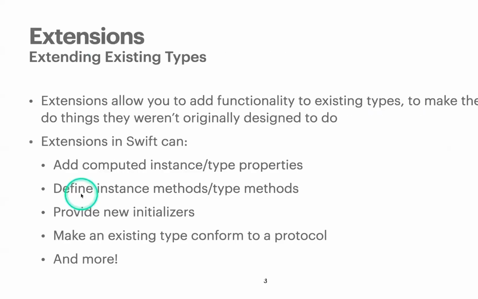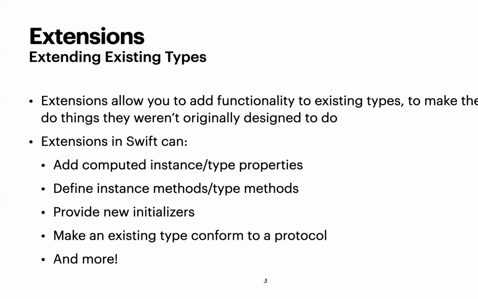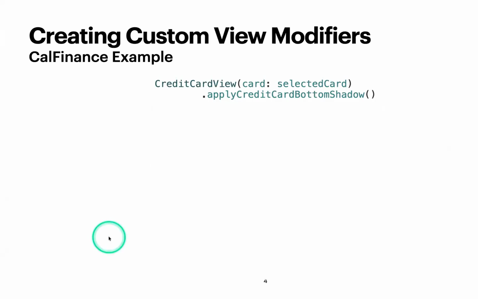Okay. So extensions. So what are extensions? Extensions allow you to extend existing types. So they allow you to add functionality to existing types and to make them do things that they weren't originally designed to do. In Swift, you can add computed properties onto a class, for instance. You can define new instance methods on a class or struct. You can provide new initializers. You also can make an existing type conform to a protocol and more.